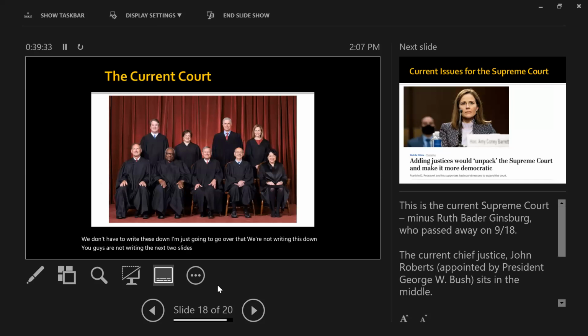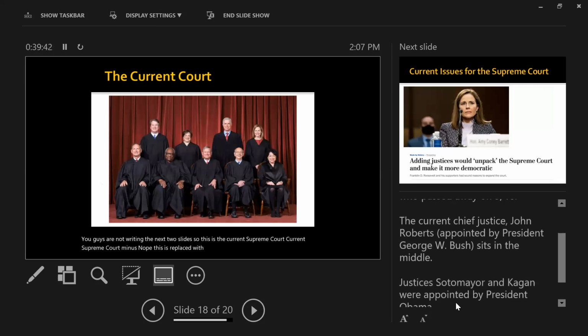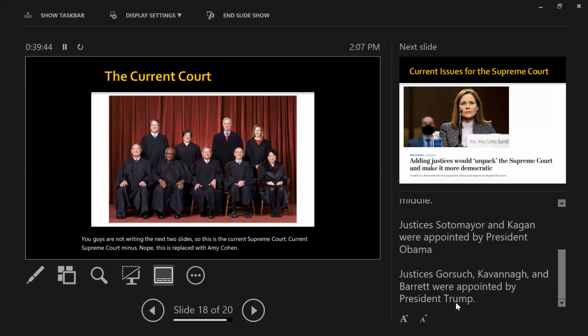So this is the current Supreme Court. The current Supreme Court minus, no, this is replaced with Amy Coney Barrett. So this is what the current Supreme Court looks like. This changed very recently, just last year, when Ruth Bader Ginsburg sadly passed away, and she was replaced with Amy Coney Barrett.